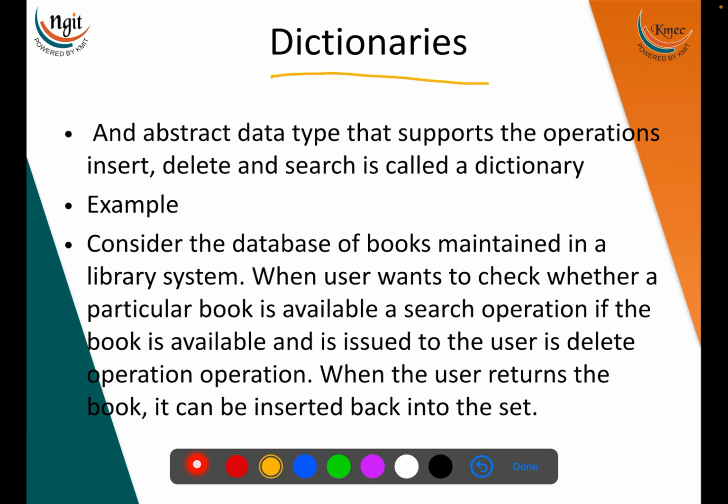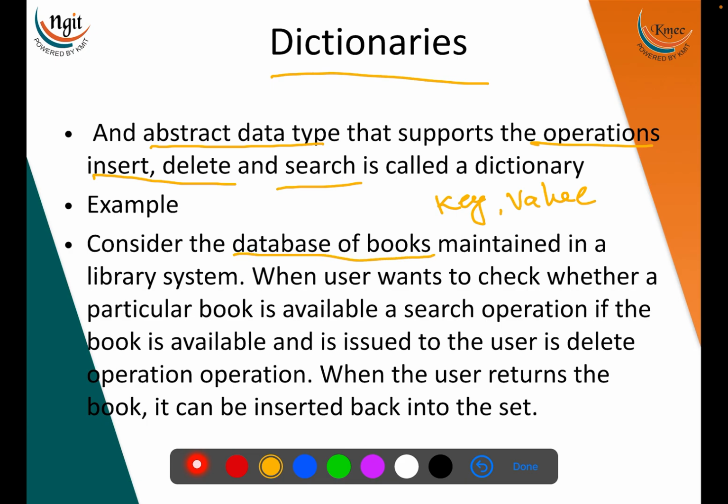What is a dictionary? A dictionary is an abstract data type which supports the operations insert, delete and search. In a dictionary, the data will get accessed by any user in the form of key and value. This is the form of the data in a dictionary. Correct? Now, we'll see some examples where a dictionary is really applicable.